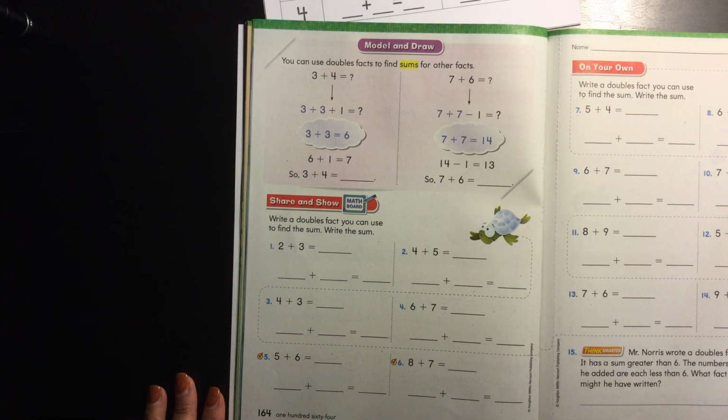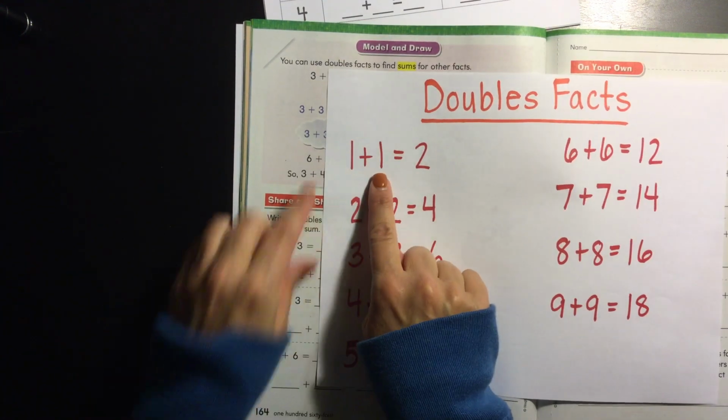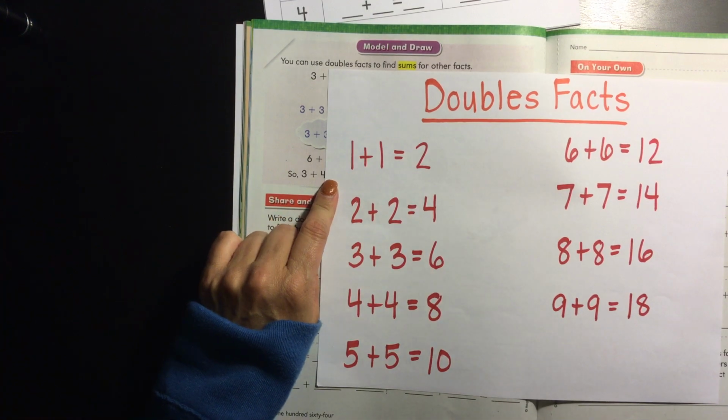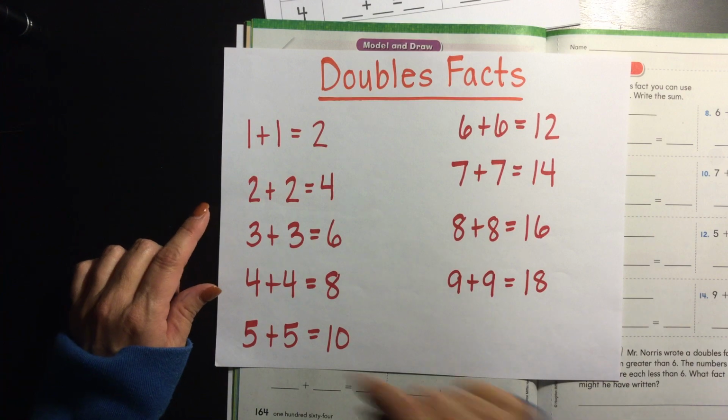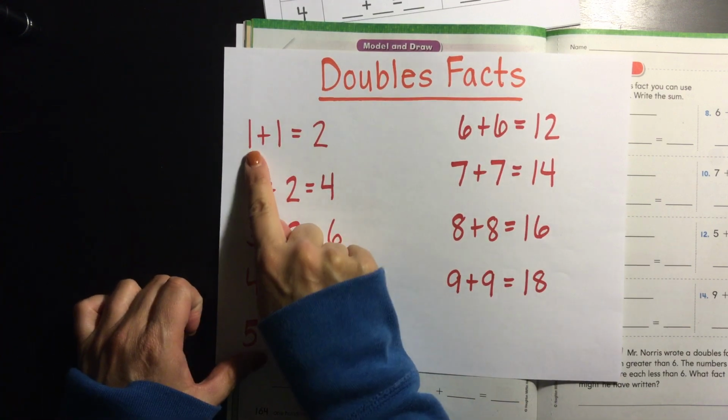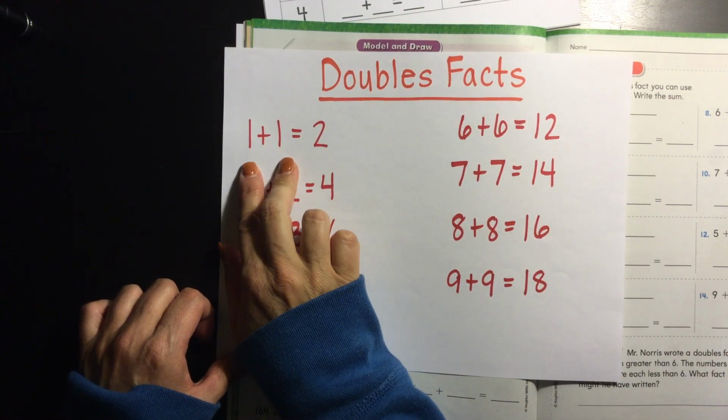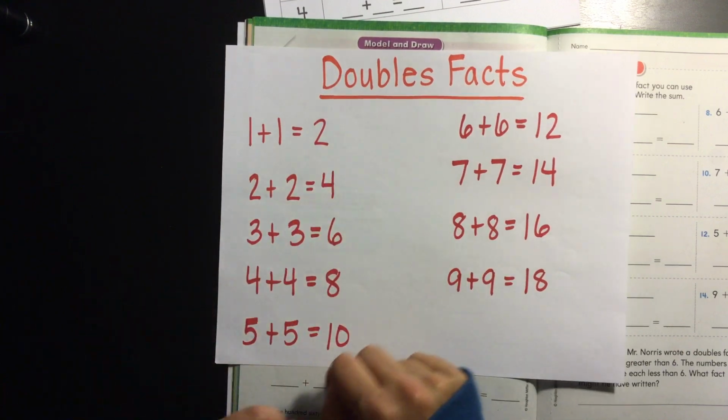On this page, we're going to be using doubles facts, and as we learned, doubles facts are facts whose add-ins, the numbers we add together, are the same. So here is a list of the doubles facts all the way up to 9 plus 9. So we add two of the same add-ins together to equal the sum.